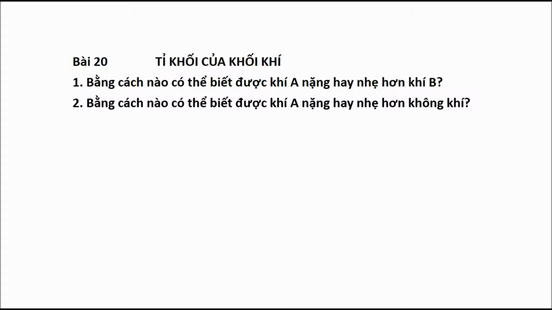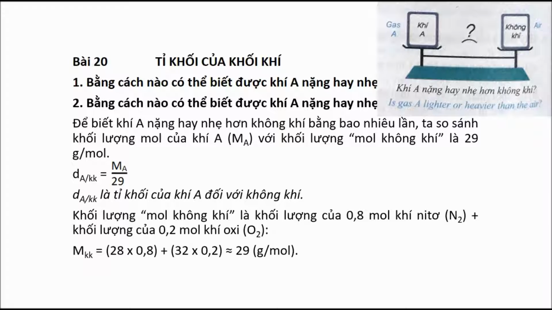2. How to know whether gas A is lighter or heavier than air? To know how many times gas A is lighter or heavier than air, we compare the molar mass MA of gas A with the molar mass of the air, which is 29 grams per mole. dA/air equals MA over 29. dA/air is the relative density of gas A with respect to the air.